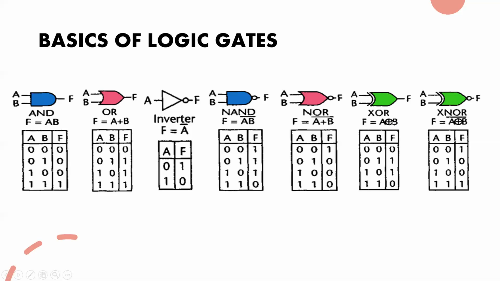And coming to the XOR gate. XOR is nothing but F is equal to AB bar plus A bar B. So when two inputs are same, that is 0, 0 and 1, 1, the output will be 0. When two inputs are different, the output will take a value 1. Next, we have XNOR gate, which is represented like this. This is nothing but the complement of XOR gate.